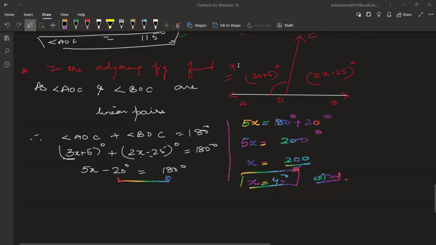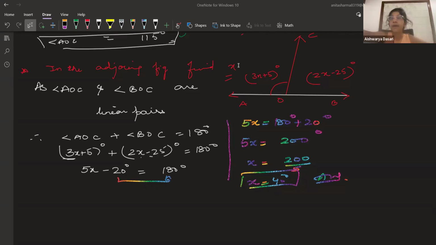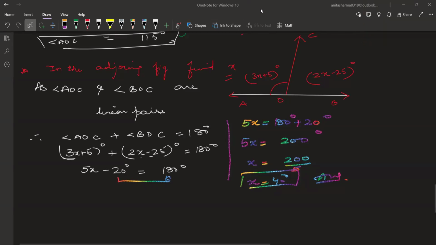So I guess you all have understood the concept of linear pair, right? Speak up, children. All have understood? Yes, ma'am. Understood. Rohini, Siddhant, Rishit, Shreyans, Soumya. Yes, ma'am. Ma'am, can you explain again?